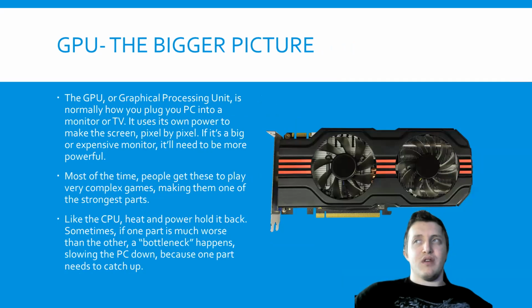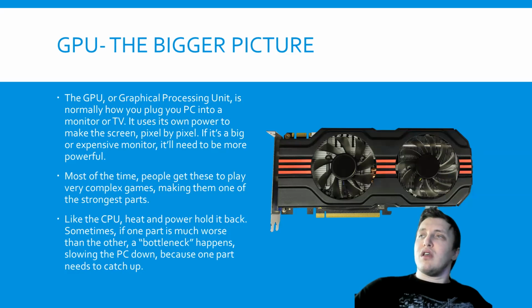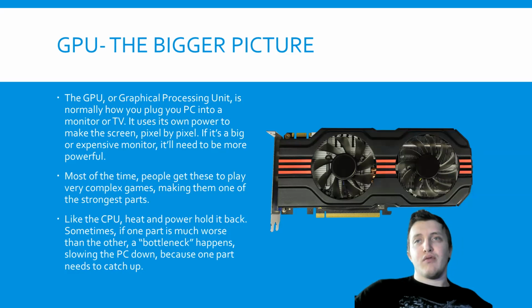The graphical processing unit, or GPU, is what gives the monitor the picture from the PC. It can make the screen pixel by pixel by using its own share of power from the PSU. Normally, people get expensive GPUs to do intense tasks, like playing games or mining cryptocurrencies, making it one of the strongest parts out of all the PC parts. Heat and power also hold this back, and the CPU needs to be just as good as it, or they won't work too well, causing a performance decline.